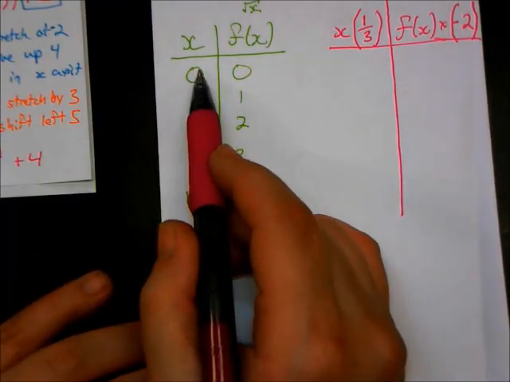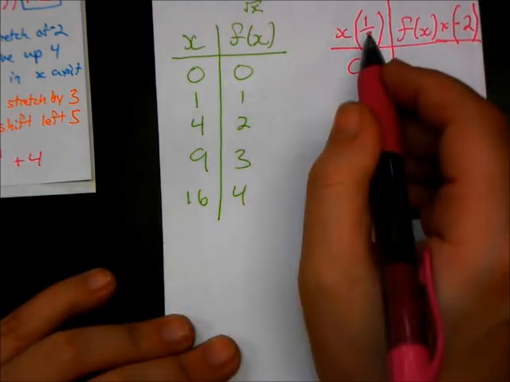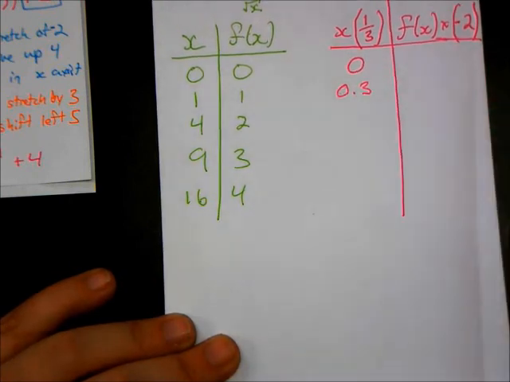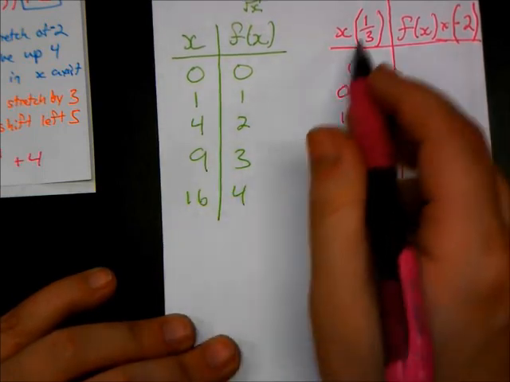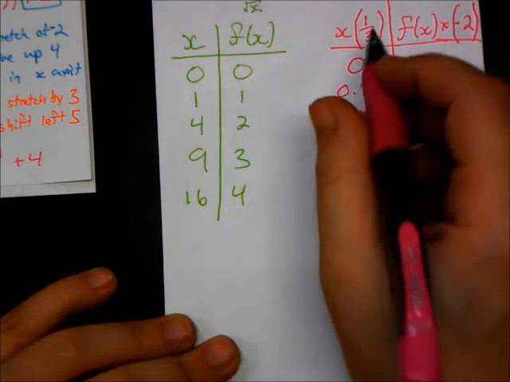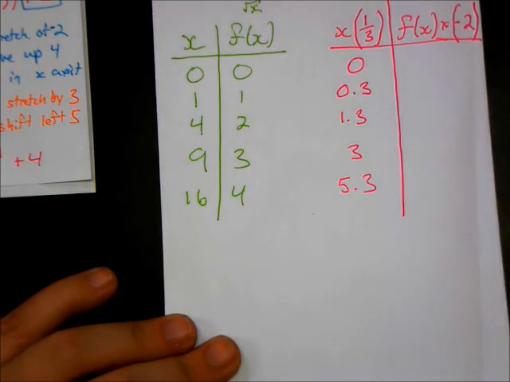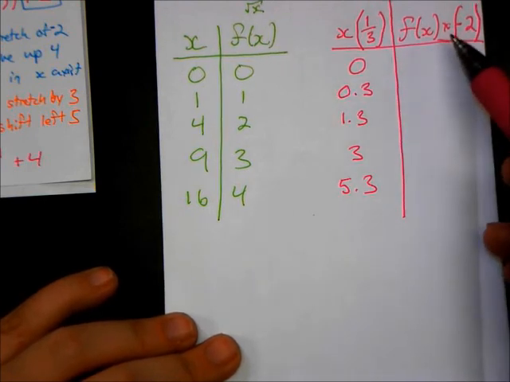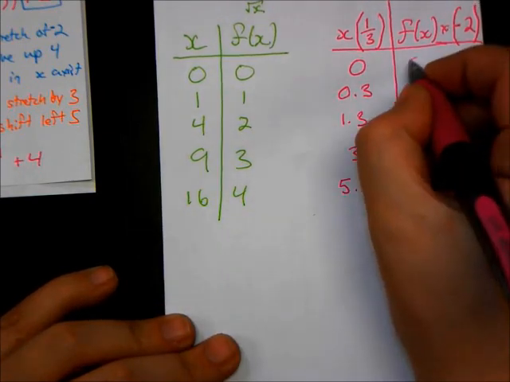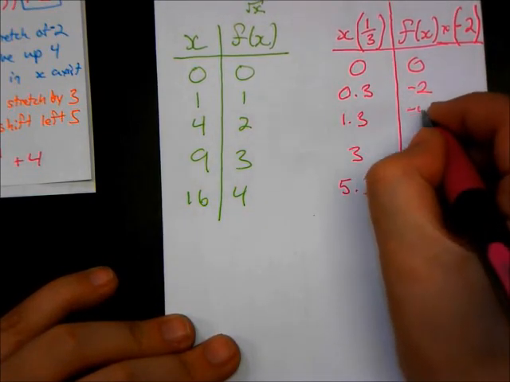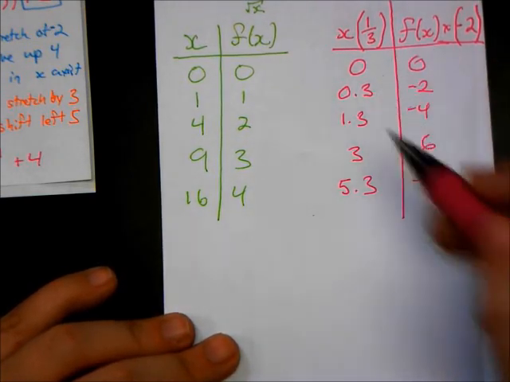So I'm going to take 0 and multiply by 1/3. 0 times 1 over 3 is still 0. 1 times 1 over 3, I'm going to write it as a decimal so it's easier to graph, 0.3. 4 times 1 over 3, 1.3. 9 times 1 over 3, 16 times 1 over 3, about 5. We're going to take our f of x, these numbers, and multiply them by negative 2. 0 still, negative 2, negative 4, negative 6, negative 8. These are what we're going to plot.